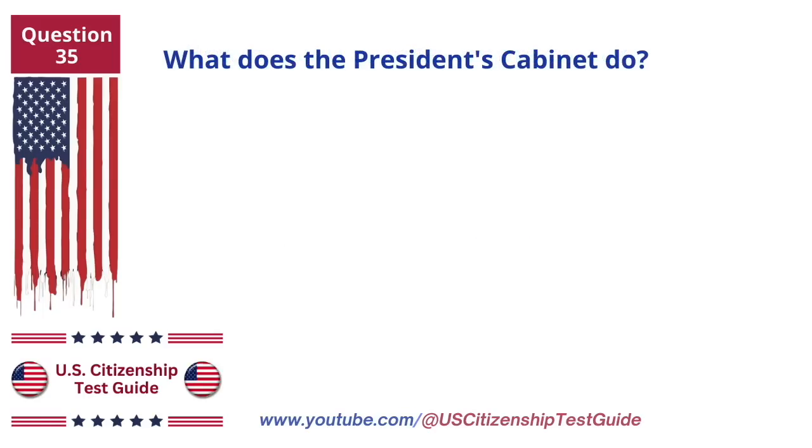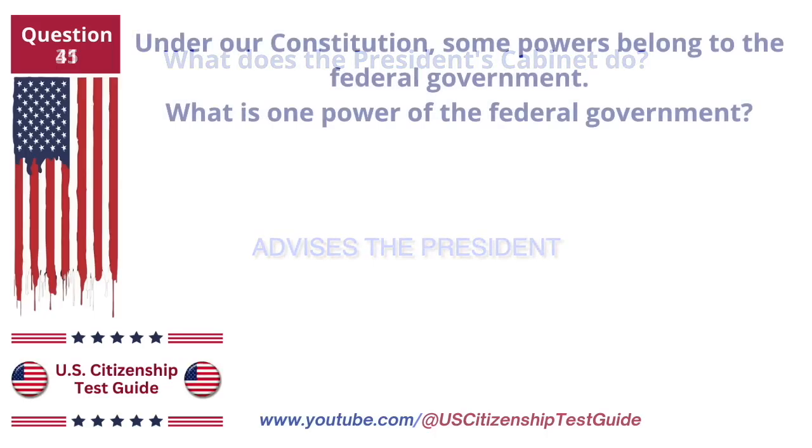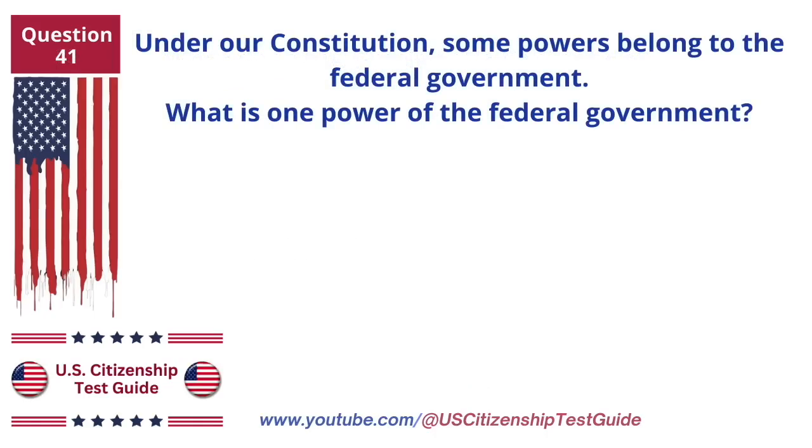What does the President's Cabinet do? Advises the President. Under our Constitution, some powers belong to the federal government. What is one power of the federal government? To print money.